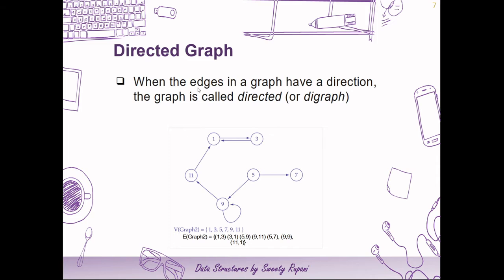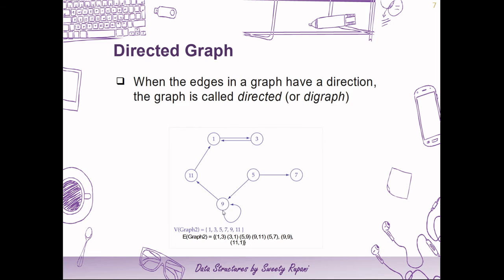So when edges in a graph show direction, such a graph is called a directed graph or a digraph. This is how we represent the vertices. The vertices in the graph are 1, 3, 5, 7, 9 and 11, which is shown over here. How many edges do we have? We have 1, 2, 3, 4, 5, 6, and this is a cycle.